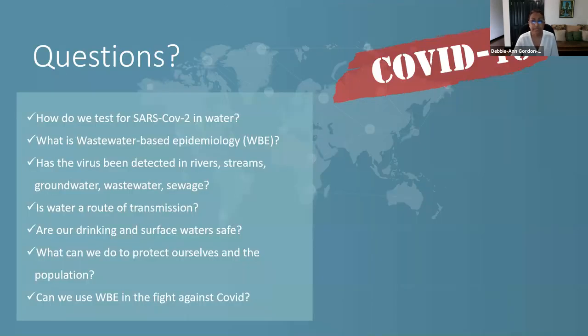So some questions that have been asked, I'm going to try to answer them for you. They're listed here on the slide. Some of the questions I've been asked include: how do we test for SARS-CoV-2 in water? What is wastewater-based epidemiology, otherwise called WBE? Has the virus been detected in various types of water bodies, including rivers, streams, groundwater, and wastewater and sewage? Is water a route of transmission?